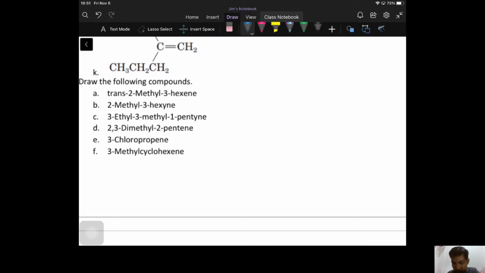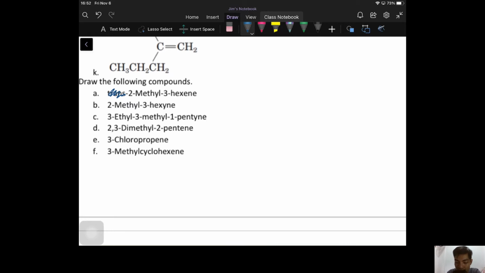Pero ganito, huwag nyo muna pansinin yung cis and trans. Set aside nyo muna, okay? Burahin muna natin. Draw muna natin to. Tapos saka natin siyang gawing trans isomer. Let's try to draw 2-methyl-3-hexene. Ano yung parent? Ang parent ay 3-hexene.